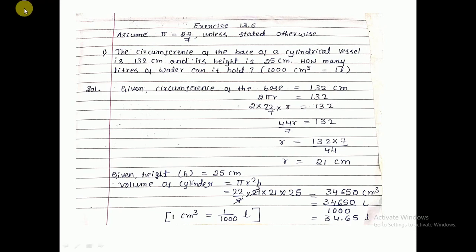Okay, here is the solution. Circumference of the base is 132 centimeter. So circumference of the circle we know is 2 pi r. 2 pi r is equal to 132. So 2 into 22 by 7 into r is equal to 132. So after simplification, you will get r as 21 centimeter. So now we got r and height also. Height is given in the problem, 25 centimeter. You all know volume of cylinder is pi r square h, that is 22 by 7 into 21 into 21 into 25. So after the calculation you will get 34,650 centimeter cube.